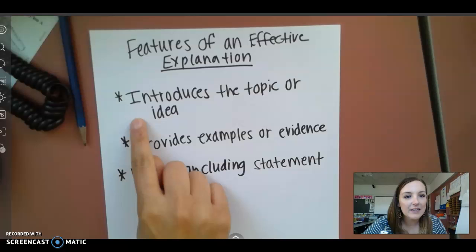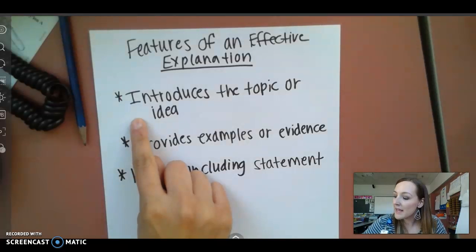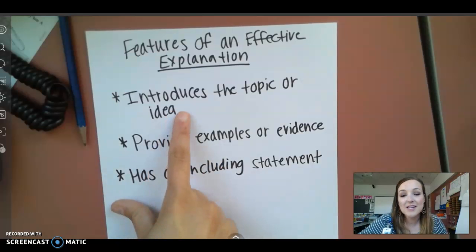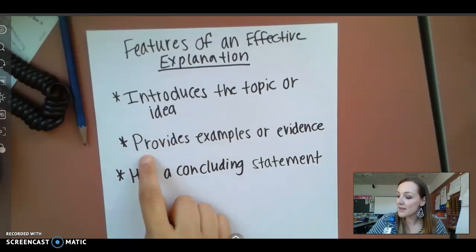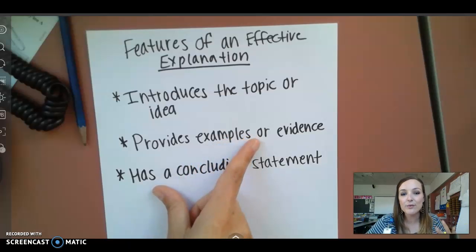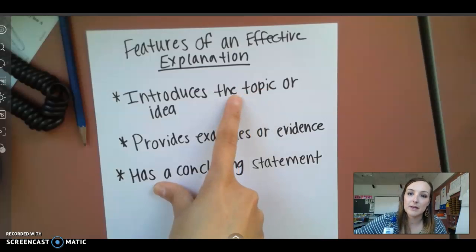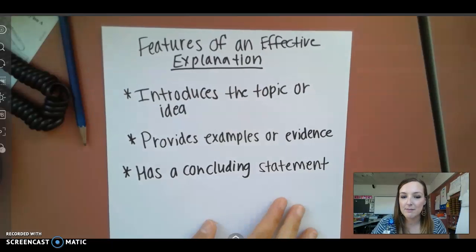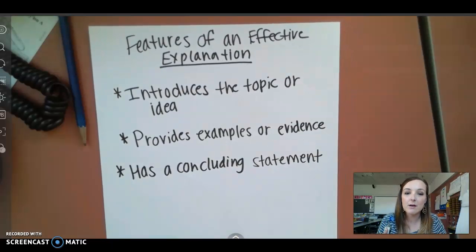So the first thing that we find in an effective explanation is that it introduces the topic or idea. And so that means it tells you what it is that you're going to be reading about, and it's going to be explaining it. The second part we see is that it provides examples or evidence. So you'll see some examples of whatever it is the topic has been introduced. And lastly, we see that it has a concluding statement. That just means it kind of wraps everything up so that we know that this section or this topic will be over, and then we'll be moving on to a new topic in our writing in the next section.